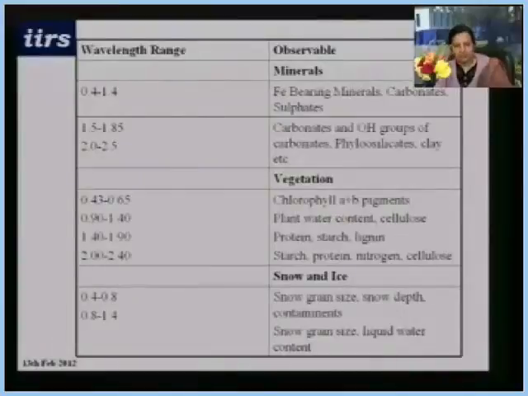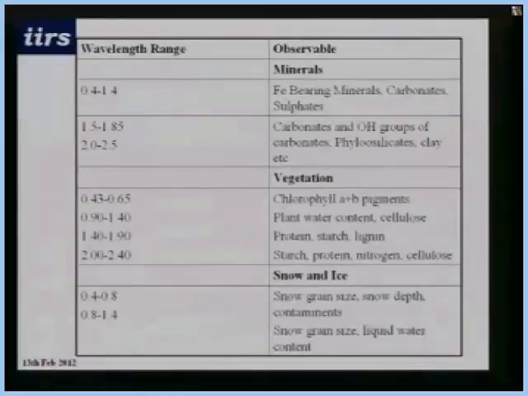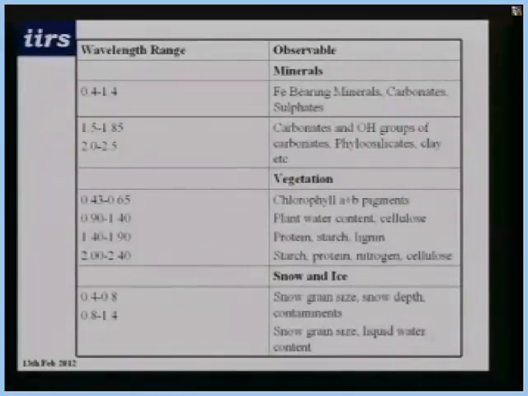Now, if we look back, which are the wavelength regions which are important for identification of different types of features of the Earth's surface? For example, the wavelength range from 0.4 to 1.5 micrometers is useful for iron-bearing minerals, carbonates, and various combinations of carbonates and sulfates. Between 1.5 to 1.85 and 2 to 2.5 micrometers, it's carbonates and hydroxyl groups of carbonates, clay, etc.